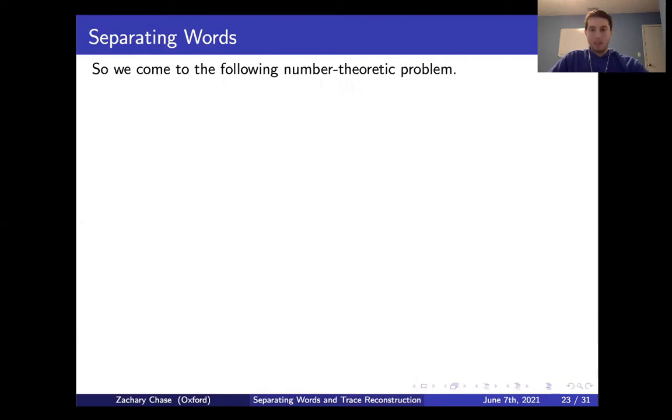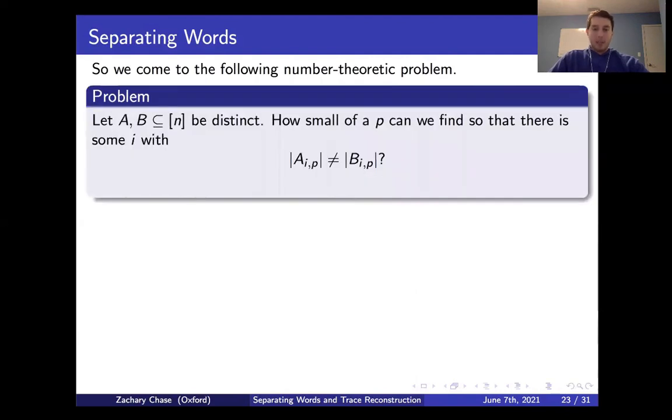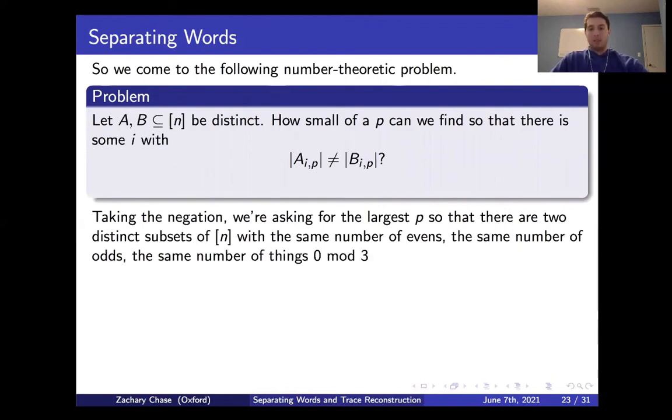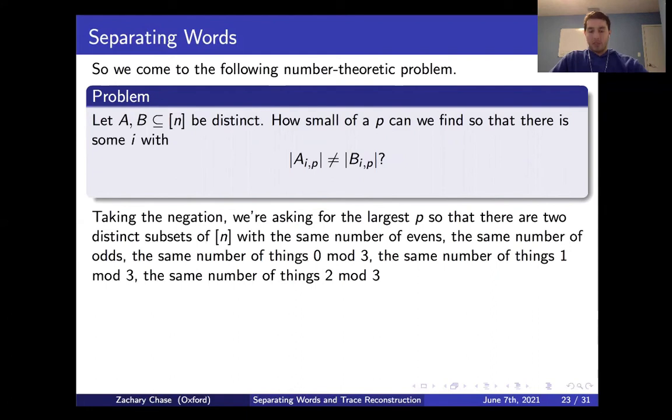Okay, so we come to the number theoretic problem. Let A and B be distinct subsets of 1 through n, and the question is how small of a p can we find so that there is some i with the size of A_{i,p} not equaling the size of B_{i,p}. So taking the negation, we're asking for the largest p so that there are two distinct subsets of 1 through n with the same number of evens, the same number of odds, the same number of things 0 mod 3, the same number of things 1 mod 3, the same number of things 2 mod 3, all the way until the same number of things p minus 1 mod p.